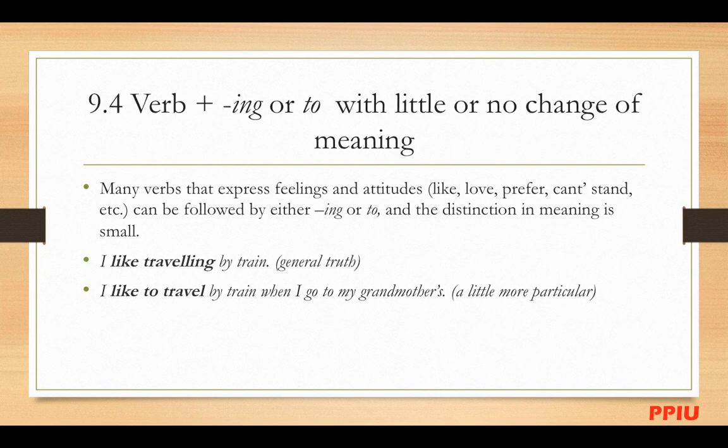But if you want to distinguish between the infinitive and gerund, you can see the example below. I like traveling by train. The meaning is a kind of general truth. But if you want to state something specific, you can use the infinitive. Right? I like to travel by train when I go to my grandmother's. So this is a little more particular or specific, when you want to emphasize the meaning to be clear to other people.